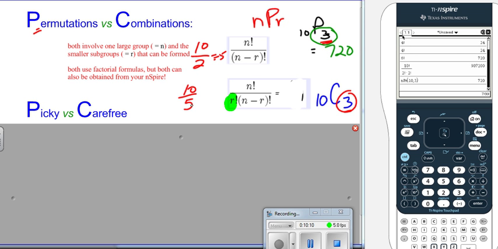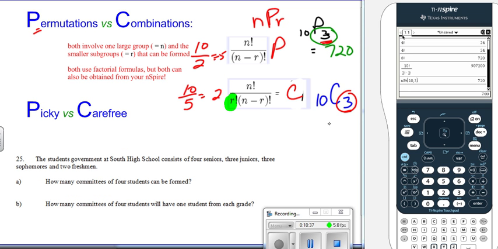If I divide by a bigger number, 5 is a bigger number, I get a smaller answer. So on top with the permutations formula, I'm dividing by a smaller number, I'll get a bigger answer. Down here with the combinations formula, I'm dividing by a bigger number, I'll get a smaller answer. So I'll always have fewer combinations than I will permutations. Okay, so picky versus carefree, we'll look at a couple of examples of how that works.